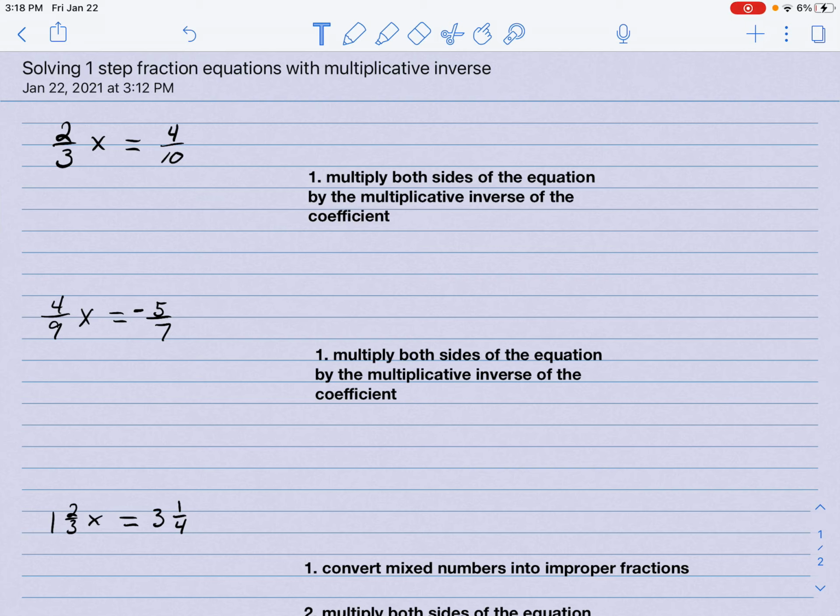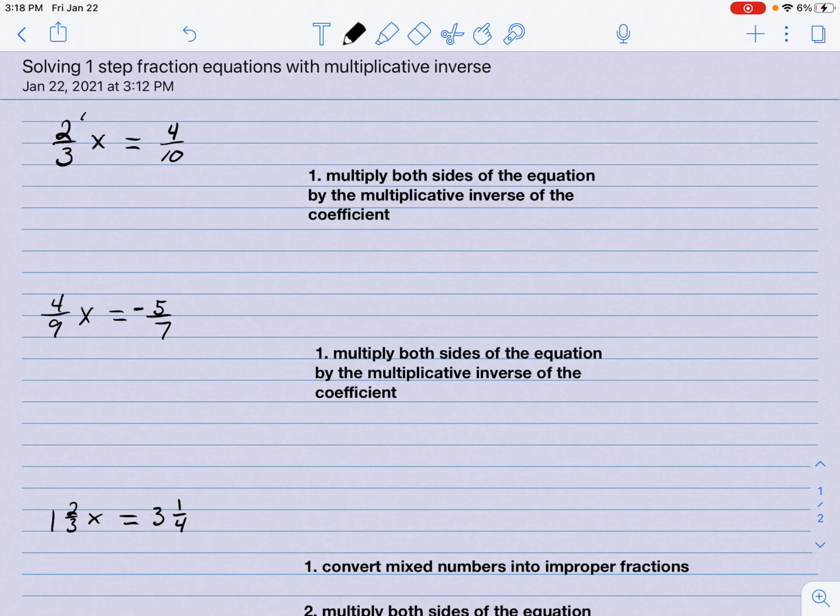Okay, so right here, step one, you multiply both sides of the equation by the multiplicative inverse of the coefficient. Once again, the coefficient is the number that is in front of the variable, so 2/3. So the multiplicative inverse would be 3/2. Once again, the multiplicative inverse is the number that you multiply a number by to get 1. So 3 times 2 is 6, 2 times 3 is 6. You're going to get just 1.